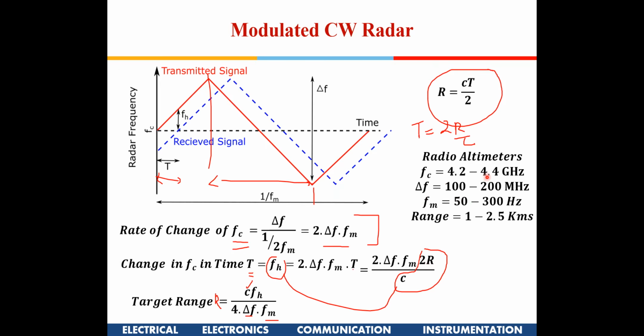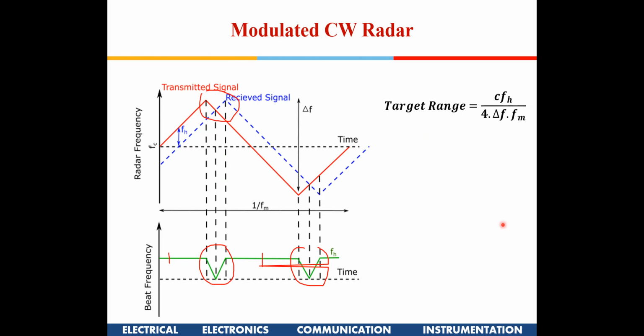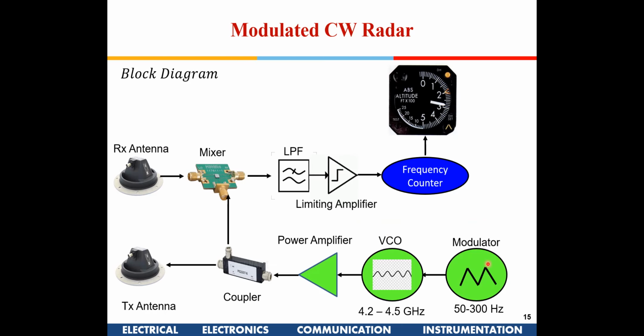4.24 gigahertz. And delta F, that is the bandwidth required, will be 100 to 200 megahertz, and the modulating frequency here, FM, is in the range of 50 to 300 hertz. Generally, the maximum range where radio altimeters can give good results is 1 to 2.5 kilometers. Now coming back here, this is the modulator, which controls the frequency of the RF amplifier VCO, with a modulating frequency of 50 to 300 hertz. This is the main VCO which generates the RF signal.